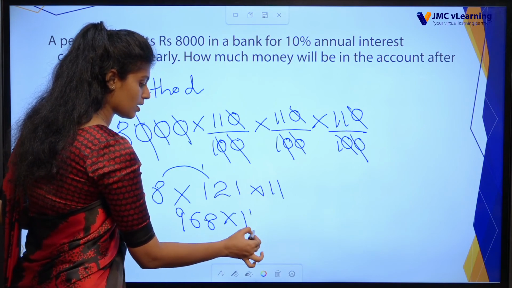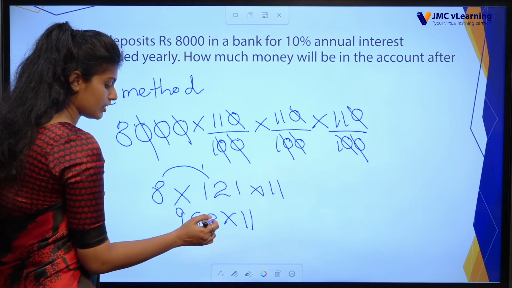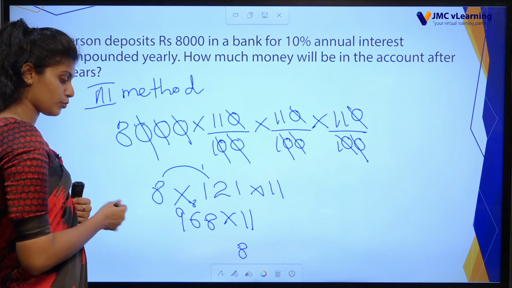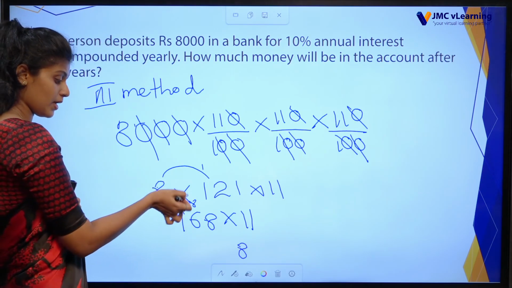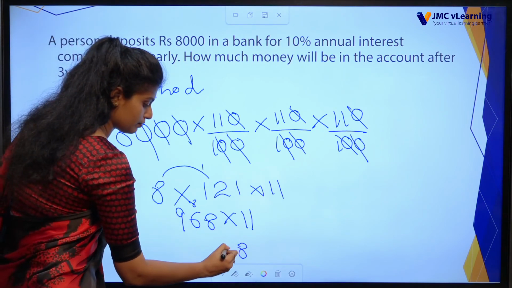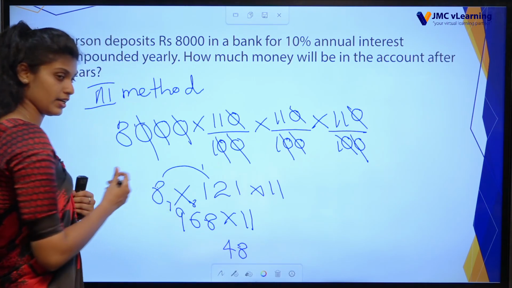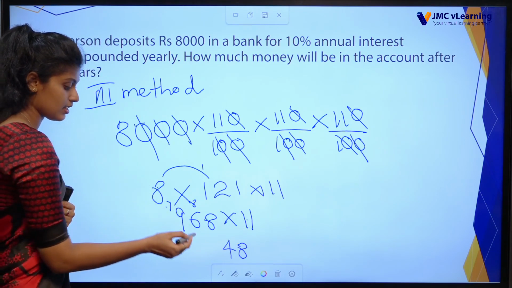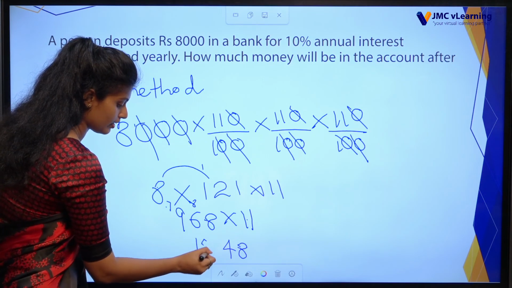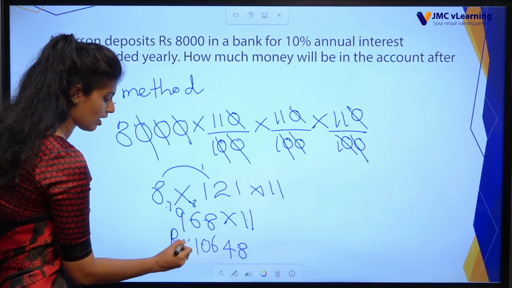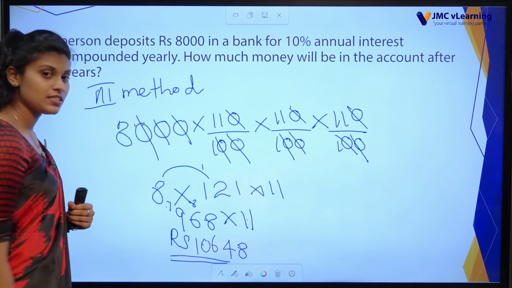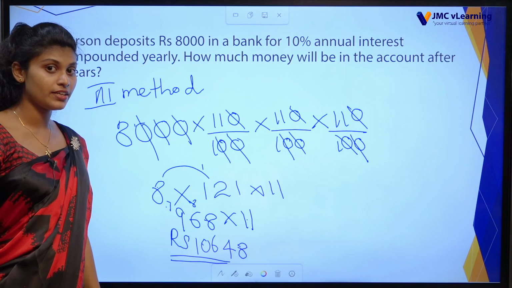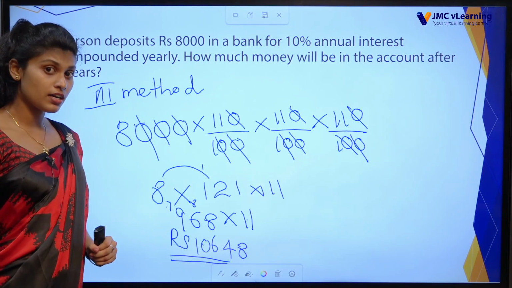Then multiply this one by 11. 11 into 8, 88. Put 8, 8 left. 11 into 6, 66. Plus 8 is equal to 74. Put 4, 7 left. 11 into 9, 99. Then add 7. It is 106. Then after 3 years, that person has 10,648 of money in his account.